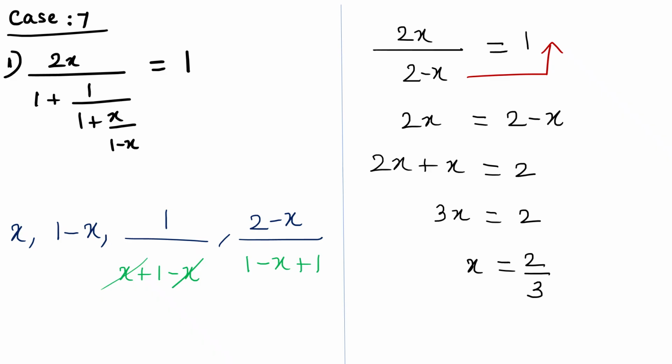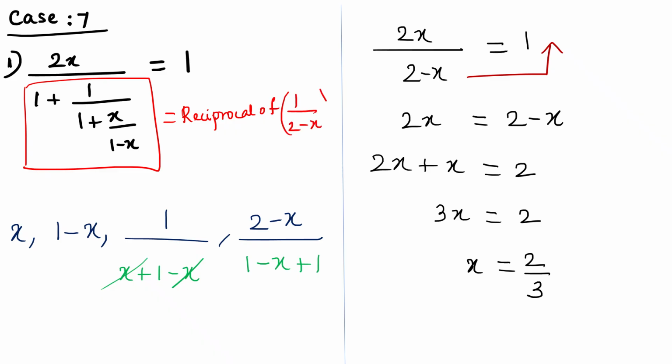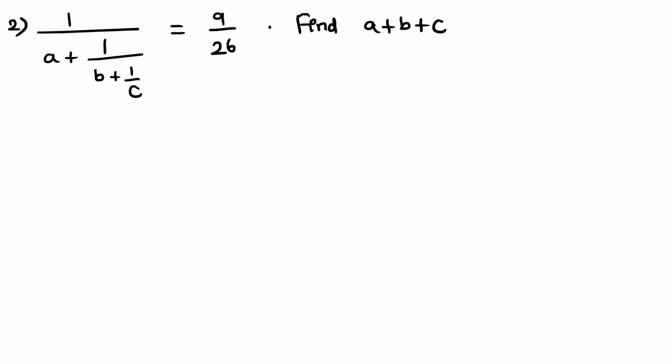Hope you understood why I wrote 2 minus x here. Usually when you write this particular value, we write the reciprocal of 1 by 2 minus x, which you will get as 2 minus x. That is the clear understanding I'm coming to explain at this point. Okay, now let's move on to the next problem.